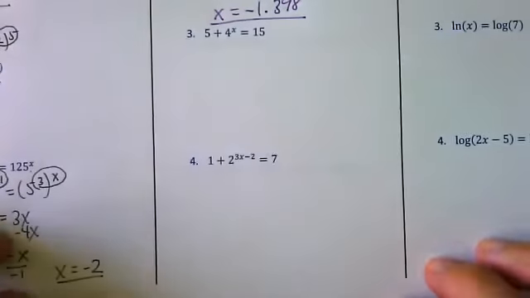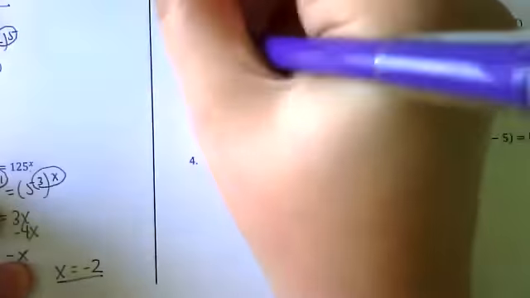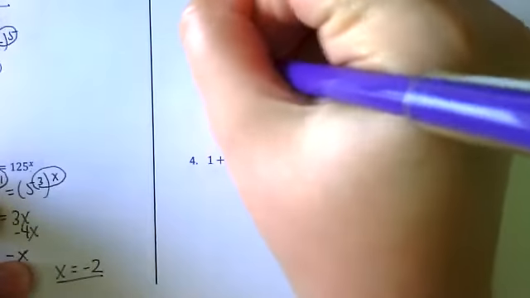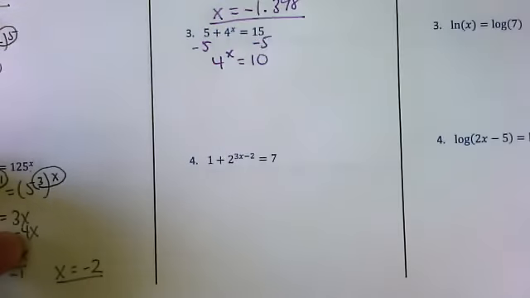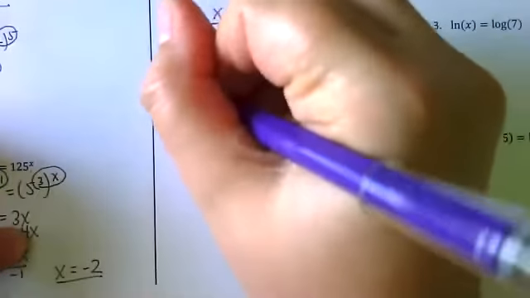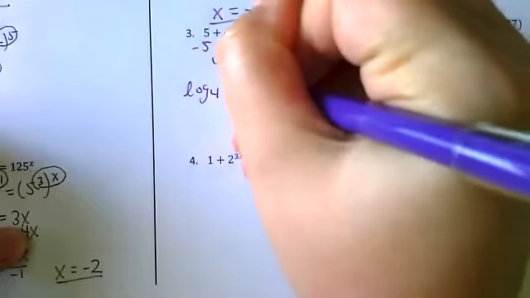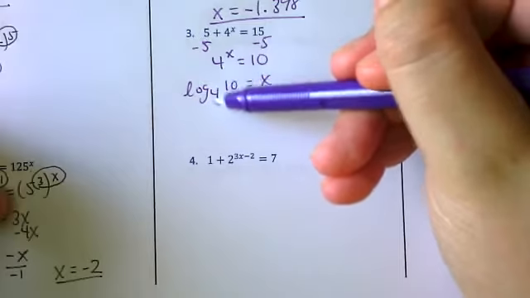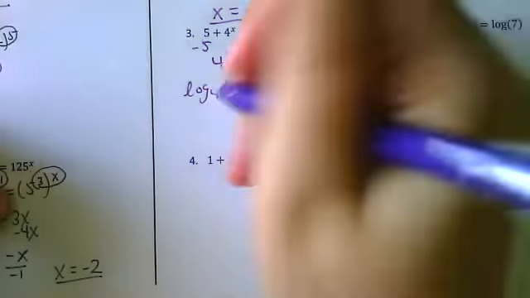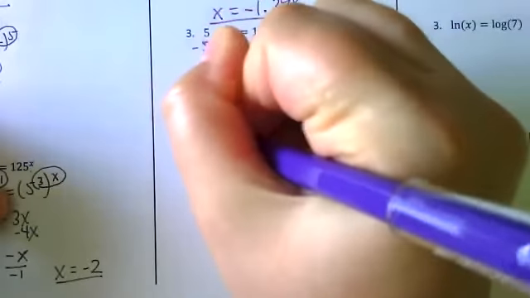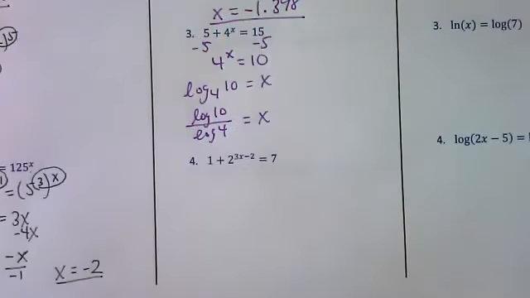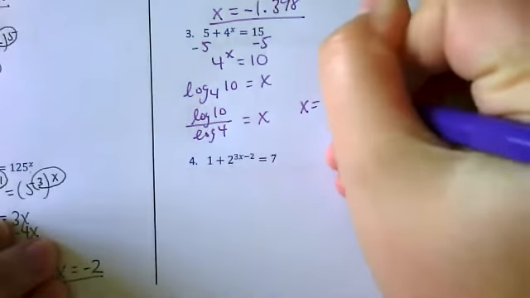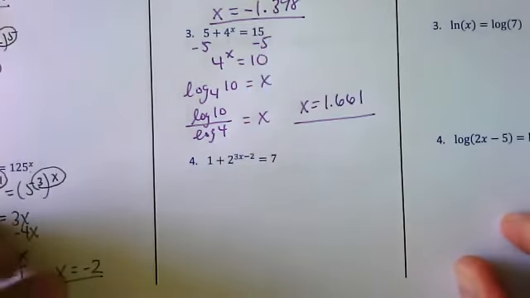For question number 3, we've got this extra 5 hanging out here, so we have to get rid of it first. So we're going to subtract 5 from both sides. I've got 4 to the x equals 10. And again, I'm doing the same thing. I'm just rewriting it as a log. So I've got log base 4 of 10 equals x. So this looks very similar to question number 2 actually, but remember the smaller number here, the base, goes in the bottom. So it's going to be log of 10 divided by log of 4 equals x. So again, plug it into your calculator, and we get 1.661. There's our answer for number 3.